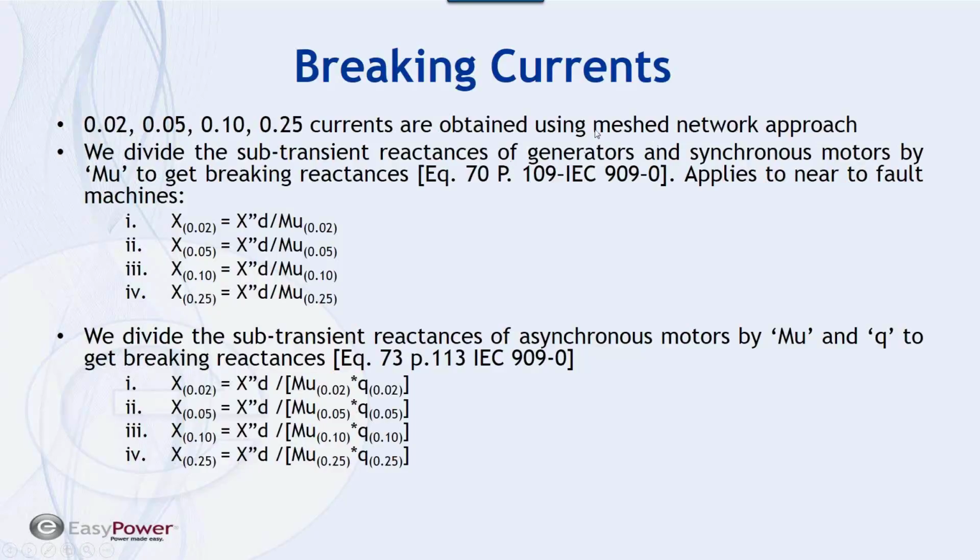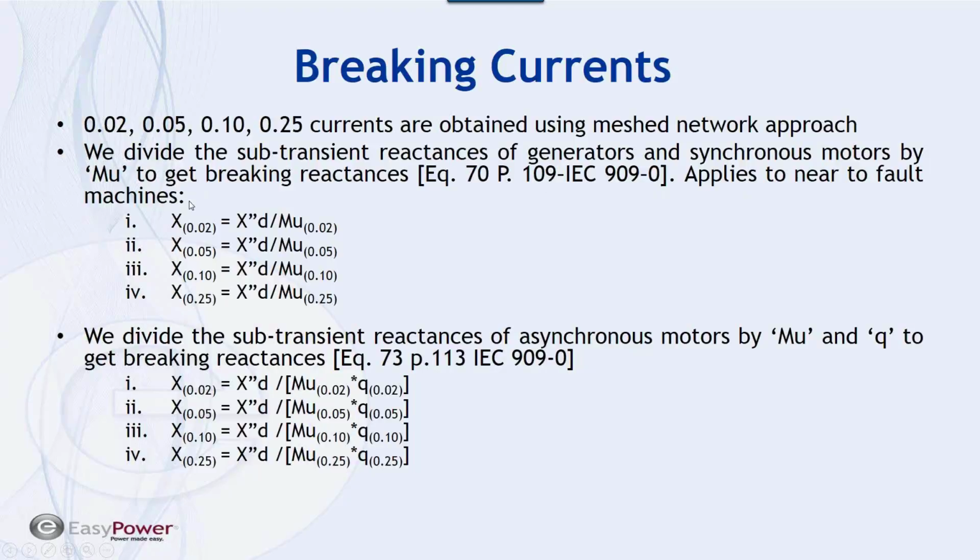You would go into the terminology of IEC, you would see that approaches at times are dedicated to either mesh network or non-mesh network. And in the implementation of breaking currents, we have followed the mesh network approach. We divide the sub-transient reactances of generators and synchronous motors by mu to get breaking reactances. That would be equation 70, page 109, IEC 909, and applies to near-to-fault machines.